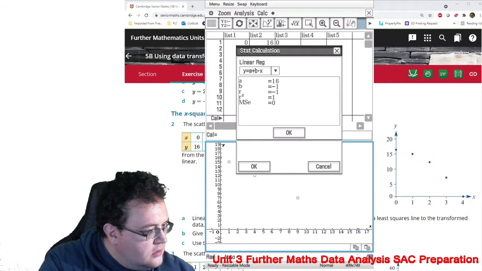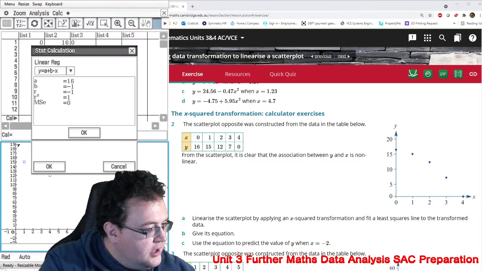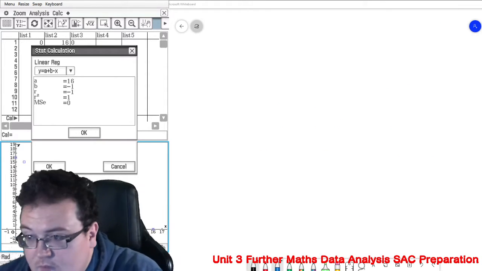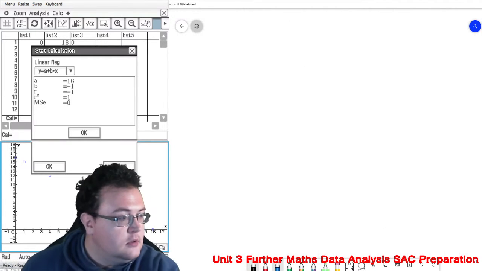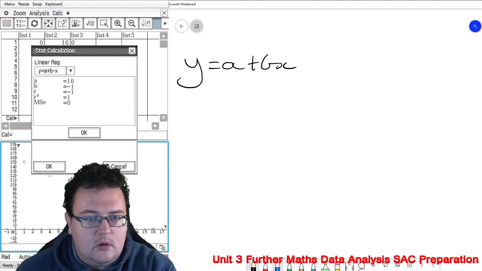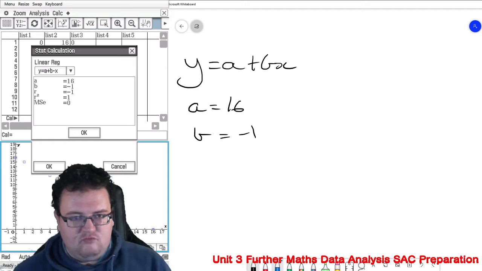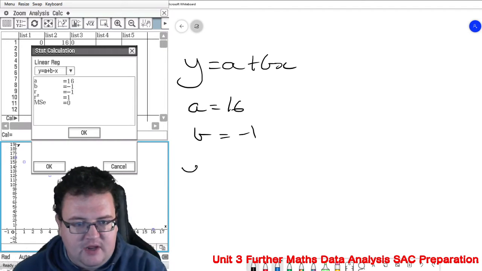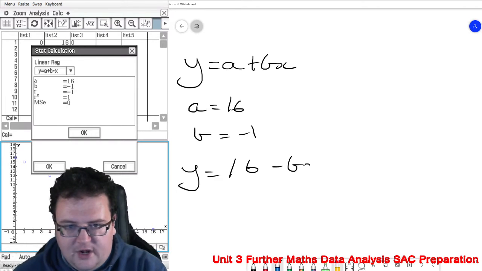So if I move this back over to where I got it from, and I bring up my whiteboard. So I have my whiteboard now. Based on the data that I've got here, a is 16 and b is minus 1. That would mean that if I was to write the linear regression for this, it would be y equals 16 minus 1x.